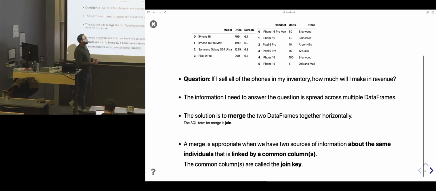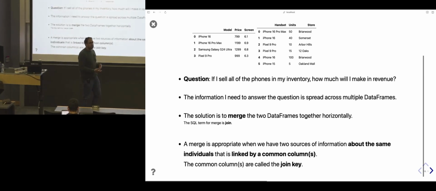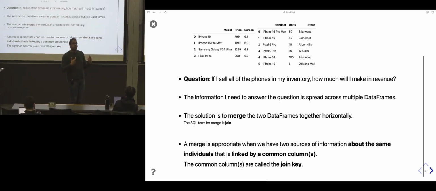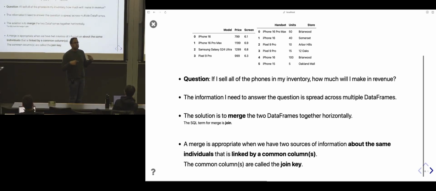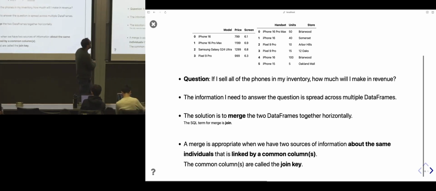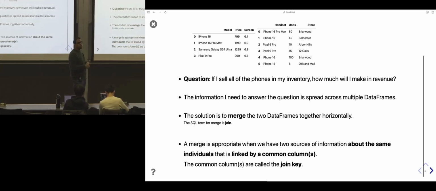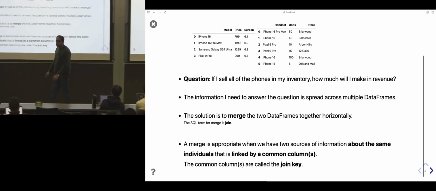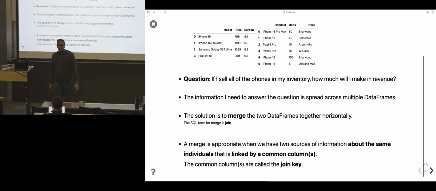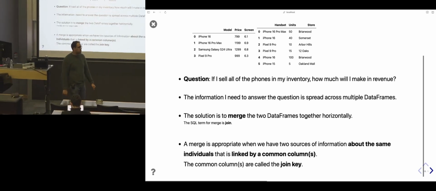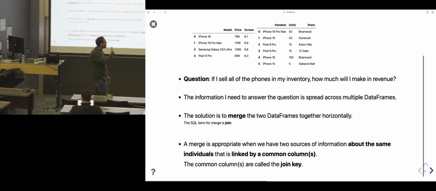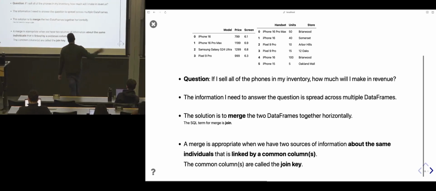When we want to perform a merge, or in SQL terminology, a join, what we need to identify are columns in the two DataFrames that have overlapping information. And those columns are called the join keys. So there's, in this example, one join key in the left DataFrame and one join key in the right DataFrame. Can someone tell me the name of the join key in the left DataFrame? Hector. The model. Yeah, it's model. The model column is the join key in the left DataFrame, and in the right DataFrame, the join key is the handset column.